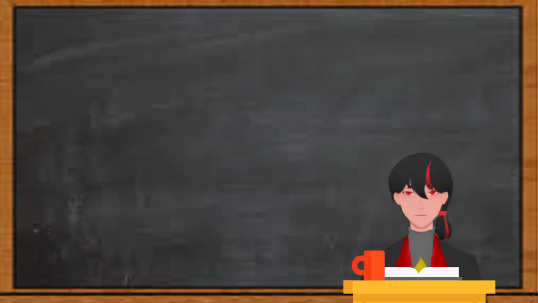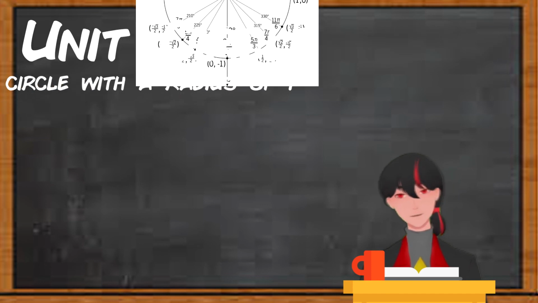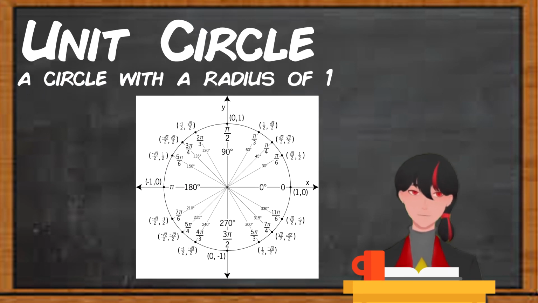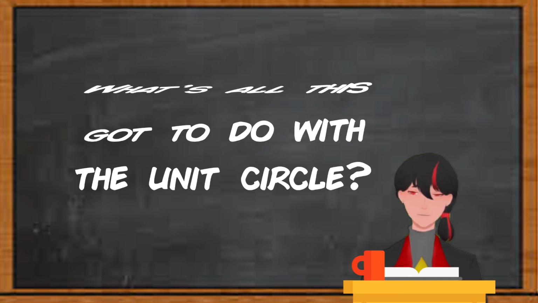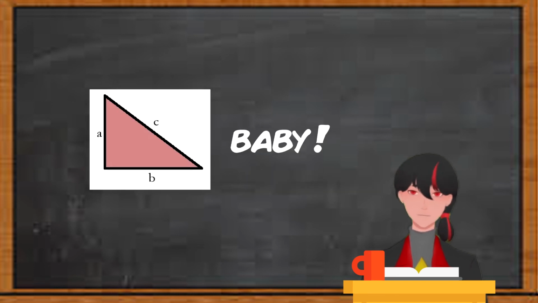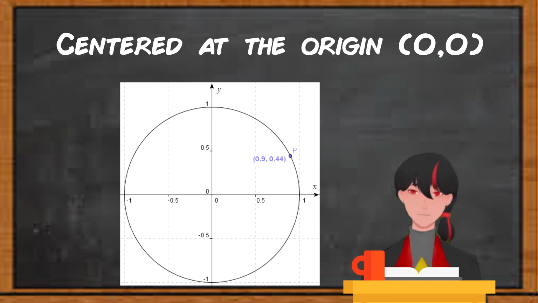Now, what is the unit circle? Well, the unit circle is a circle with a radius of 1. By the looks of things, it must be confusing to just see a circle, a bunch of lines, a lot of numbers, we even got square roots involved all of a sudden. What's all this got to do with a unit circle? Well, it's actually about trigonometry. See, the unit circle is a circle in a Cartesian plane centered at the origin 0, 0.